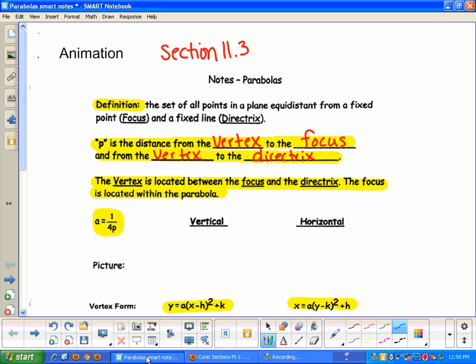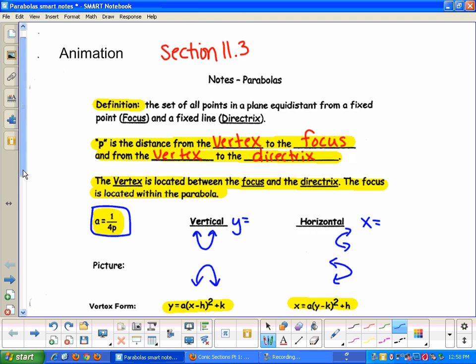Now, we'll talk about this value right here, which is a equals 1 over 4p, in a little bit. But we have two kinds of parabolas. We have vertical parabolas and horizontal parabolas. Vertical parabolas are ones that open up or down. And remember that we also have parabolas that can open left and right. So that would be opening to the right. And then if I have a parabola going the other way, it opens to the left. So it just depends on what type of equation. Vertical parabolas are always going to be y equals equations. Horizontal parabolas are always x equals equations.